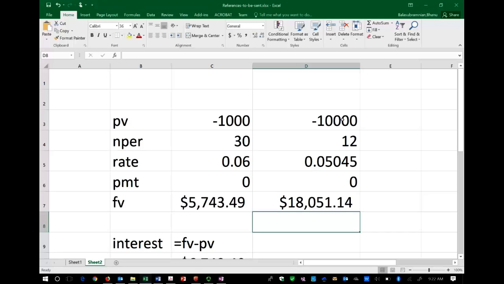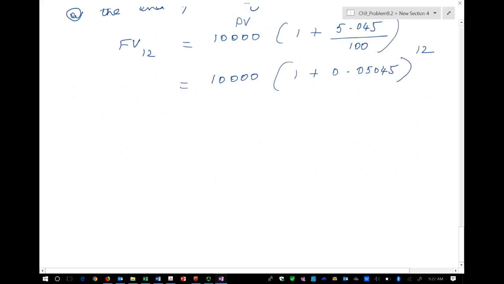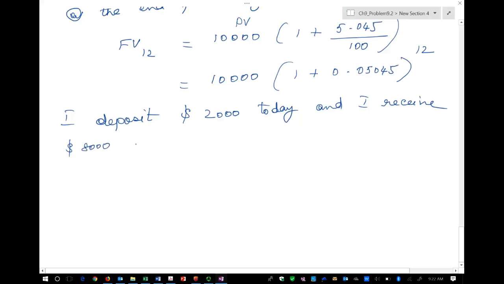So let's do one more problem. So the next problem is, I deposit $2,000 today and I receive $8,000 in 10 years. What is the rate?